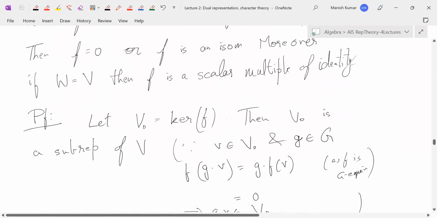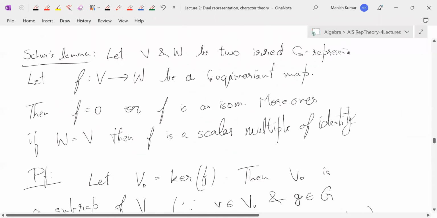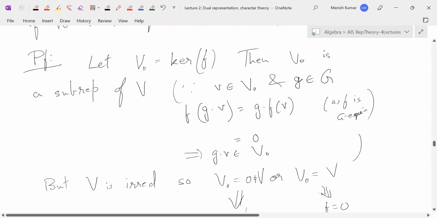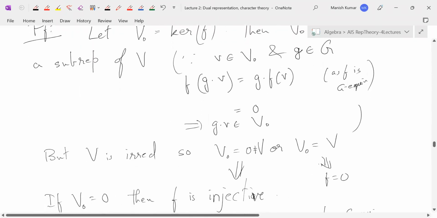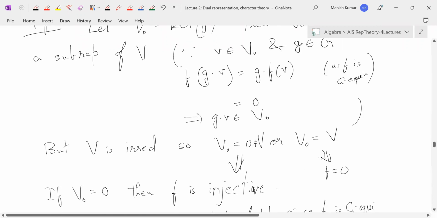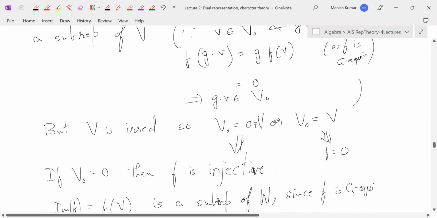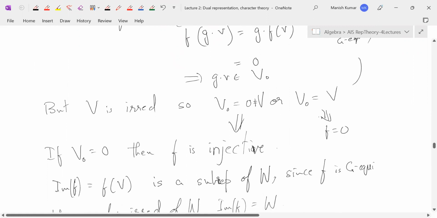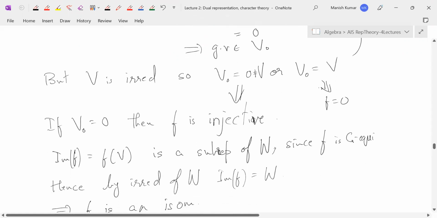So we wanted to show that F is either zero or F is an isomorphism. So we have to show that when F is injective, it must also be surjective. So far we have only used that V is irreducible. Now is the time to use that W is irreducible. So F is injective, and what is the image? Image is some subset of W. The image of F, F(V), is a subspace of W. And since F is G equivariant, the subspace is also a sub-representation.